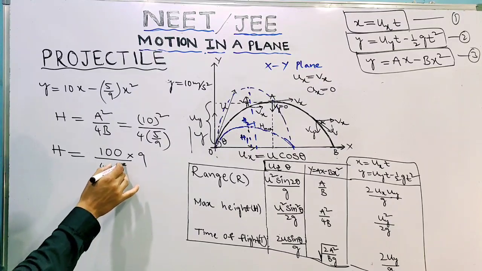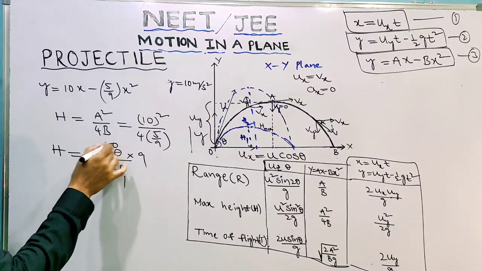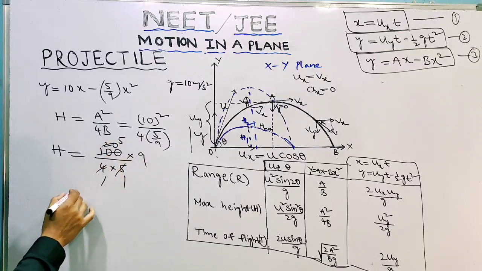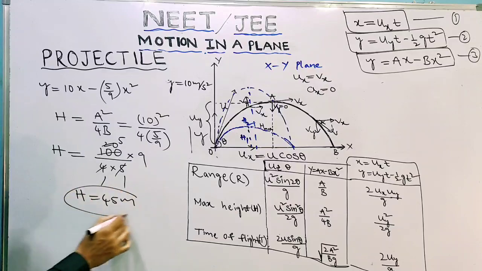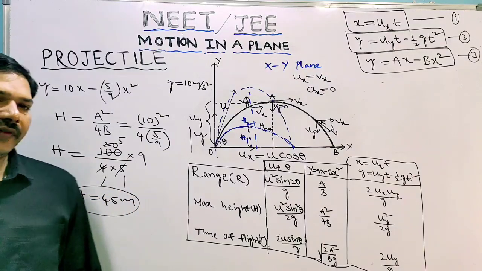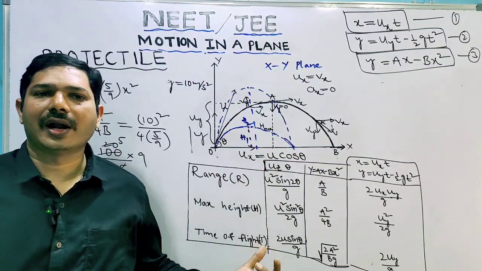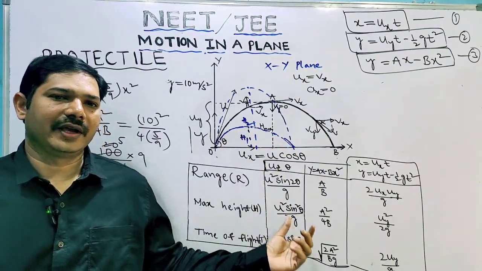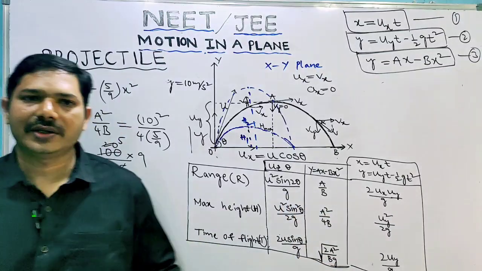Here, 5 ones are 5, 5 twos are 10, 4 ones are 4, 5... So 5 nines are how much? 45. Therefore the maximum height is how much? 45 meters. So like that, any problem, if they give a parabolic equation, we can find out easily. Okay, these formulas we have to remember.